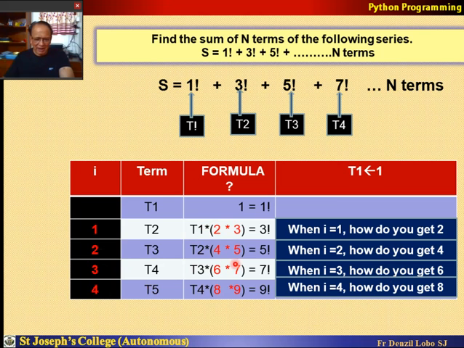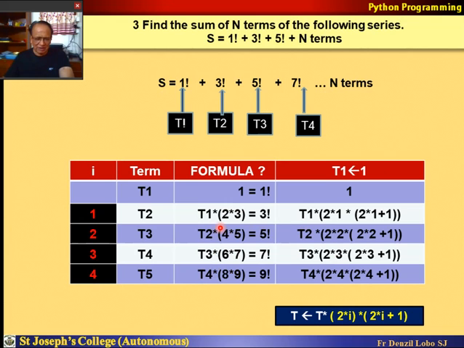Then by adding one more, you get t2 equal to t1, that is 1 into 2 into 3, 3 factorial. So that is t1 into 2 into 1 and 2 into 1 plus 1. How do I get t3? That is t2 into 4 into 5, that is 2 into 2 and 2 into 2 plus 1.